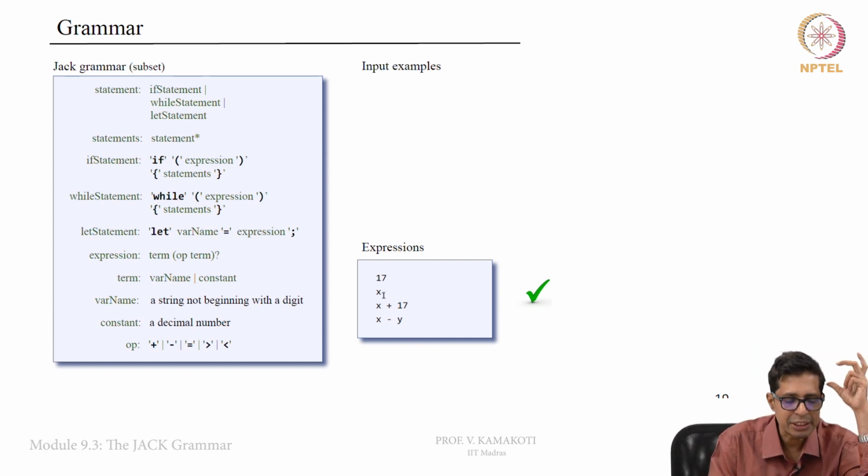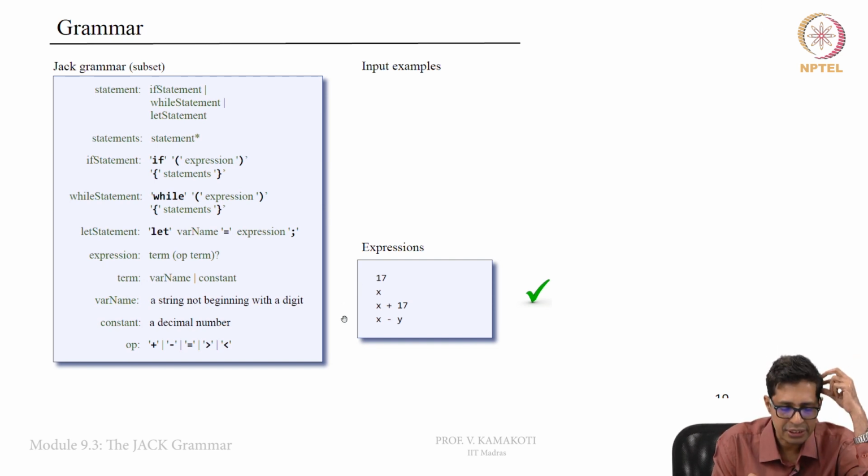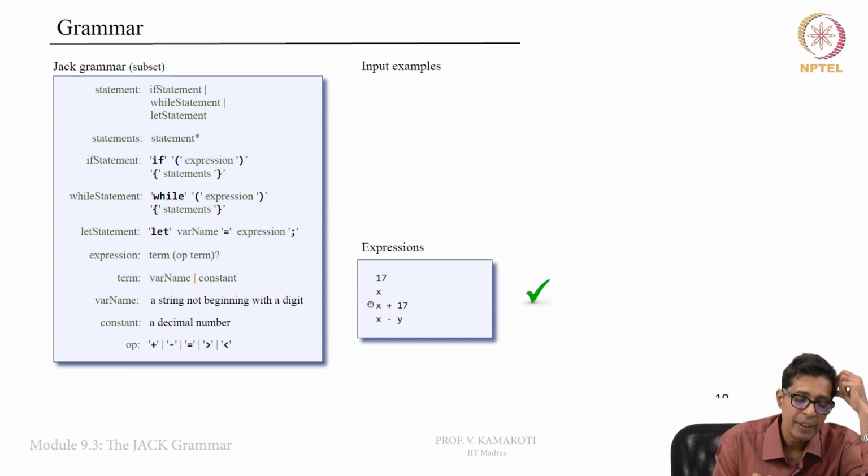X, is it an expression? Again, expression leads to term, term leads to a variable name, and a variable name is a string not beginning with a digit, and X is one such. So expression leads to term, term leads to variable name leads to X. So X is an expression. Is X plus 17 an expression? Yes, again. X is an expression.